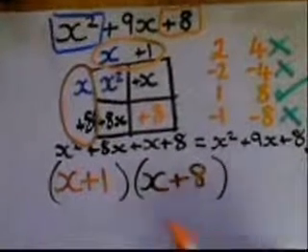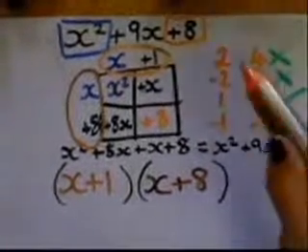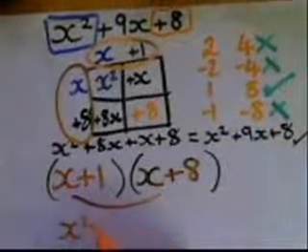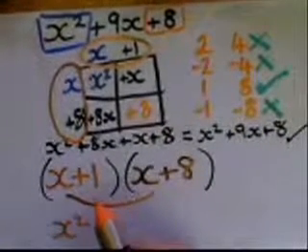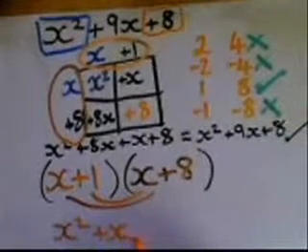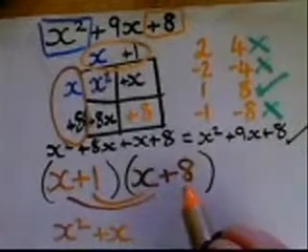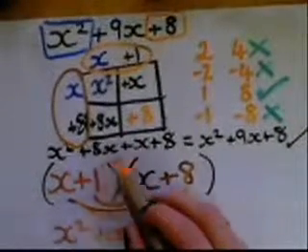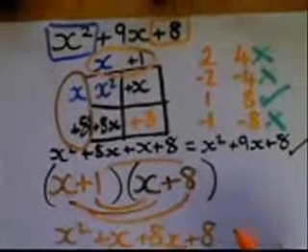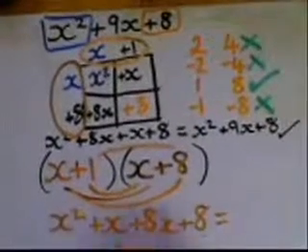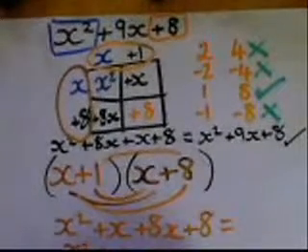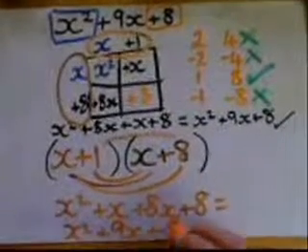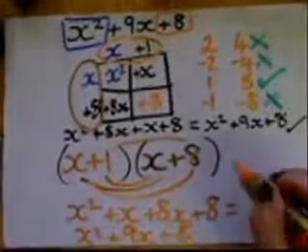We can check our answer by expanding the brackets. If we expand the brackets, we should get back to x squared plus 9x plus 8. X times x is x squared. Next we do 1 times x, gives us an x. We can do 8 times x, gives us 8x. And lastly 1 times 8, so that's 8. And again, that gives us what we started with, x squared, 1x plus 8x makes 9x, add 8, so we're correct.